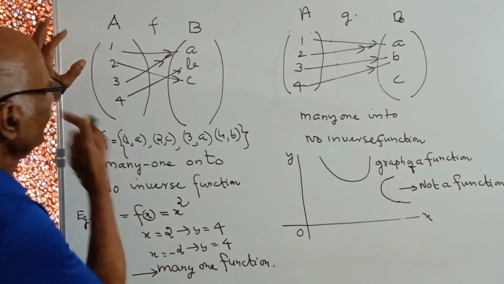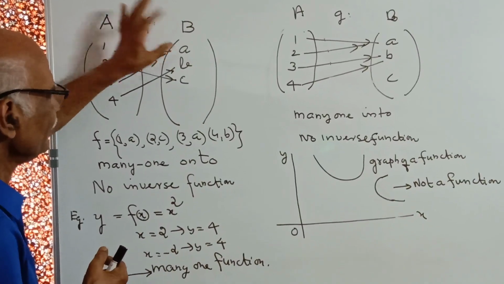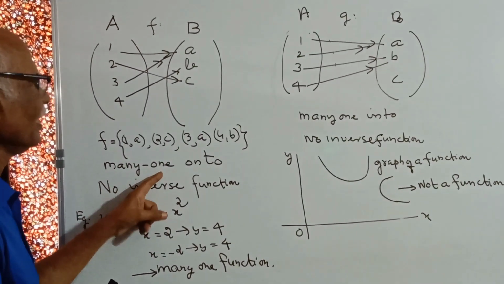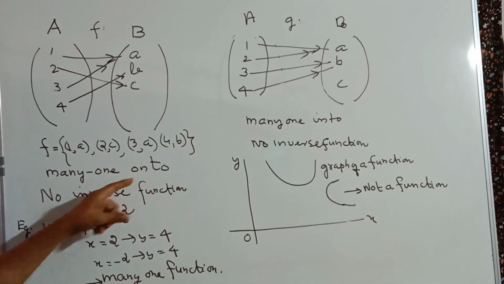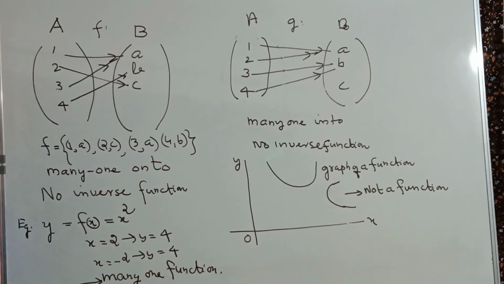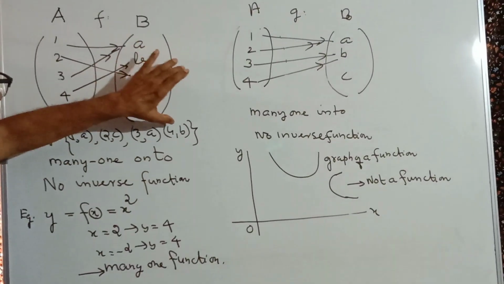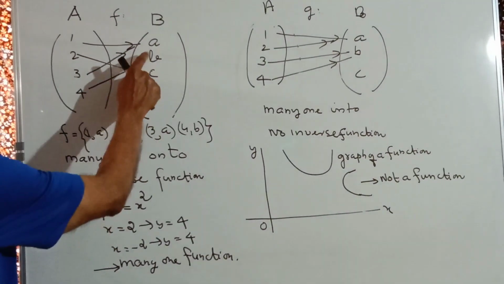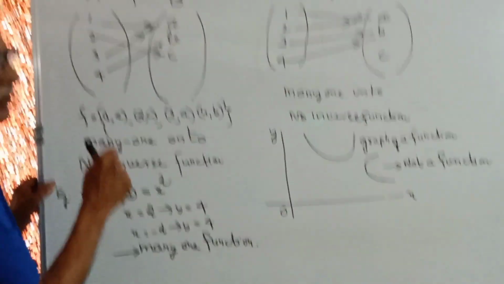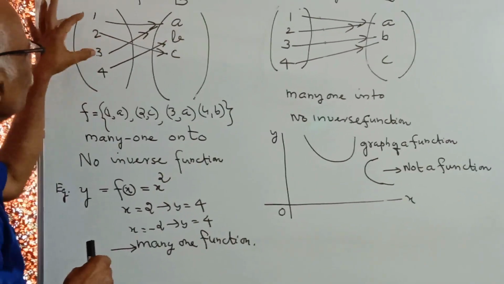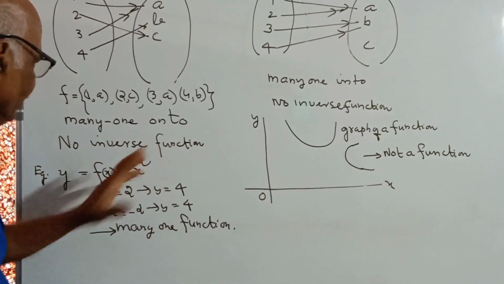You can see 1 and 3, two elements, go to the same element a. So it is many-one, and there is nobody in B without a pre-image, so it is onto. So this is many-one onto. But you can see there is no inverse. No inverse, because if you move from B to A, the image of a is 1, and the image of a is 3. So the same a brings two images, 1 and 3. So there is no inverse.